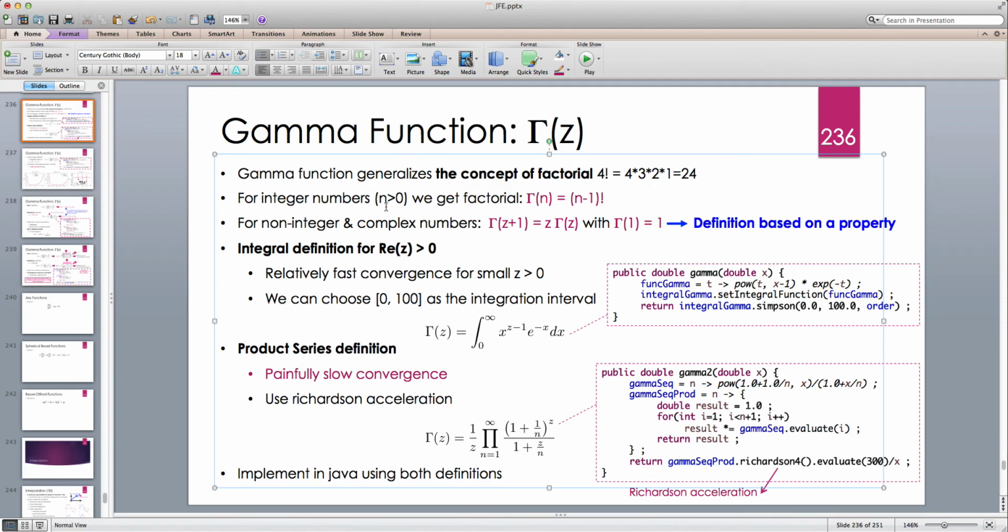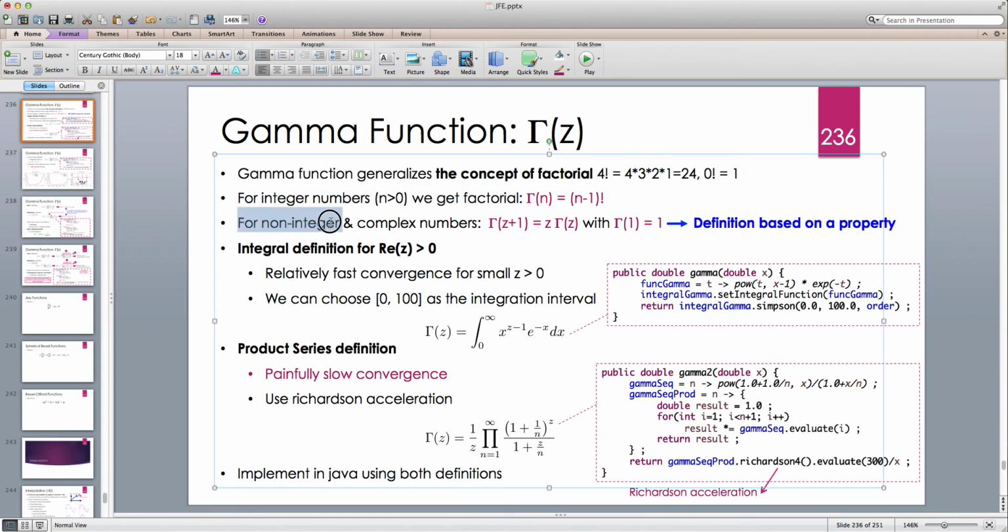And then the gamma function, for any positive integer n, gamma of n is (n minus 1) factorial. So gamma of 1 is 0 factorial, and by definition 0 factorial is 1. Gamma of 2 is (2 minus 1) factorial, which is 1 factorial, which is 1, right? So gamma of 1 is 1, gamma of 2 is also 1. And gamma of 3 is 2 factorial, and gamma of 4 is 3 factorial, which is 6, and so on.